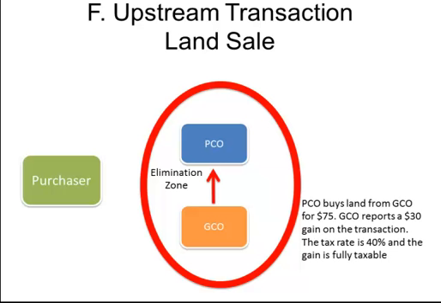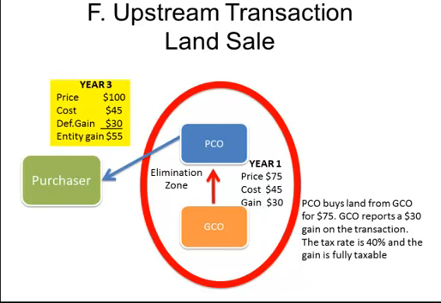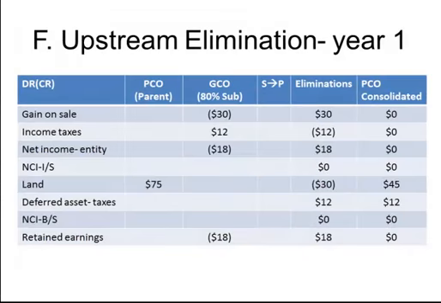GCO sells the land in year 1 to PCO for $75, reporting a legal entity gain of $30. PCO holds the land for 2 years and sells it to a third party in year 3 for $100, reporting a legal entity gain of $25. At the end of year 1, PCO will have the land on its books for $75, which it paid to GCO to acquire it. GCO records a gain on the transaction on a non-consolidated basis of $30 and pays tax on this amount of $12.